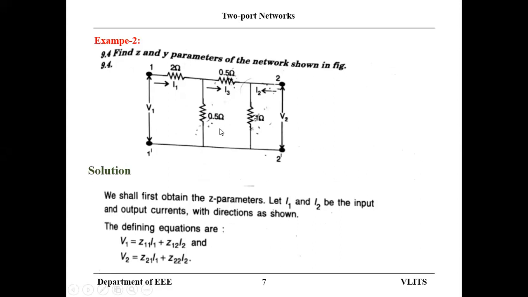Like before, you have to apply the open circuit at the secondary terminal, and after that apply the open circuit at the primary, the input side, then you can find the different parameters, that is z11, z12, z21 and z22. After you get the z parameters, we have already discussed the relation between z and y parameters, so you can use those equations to find the y parameters from the z parameters. So that is how you can find the z and y parameters.